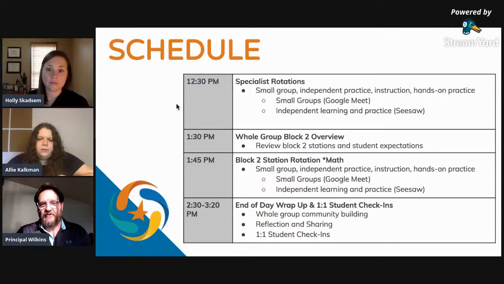And then in the afternoon, again, we have another block of full group, and then small group rotation stations for math, and then an end of the day wrap up. End of the day wrap up will also give the teacher some time to do some one-on-one check-ins with students and just continue to develop those relationships and help students get what they need.